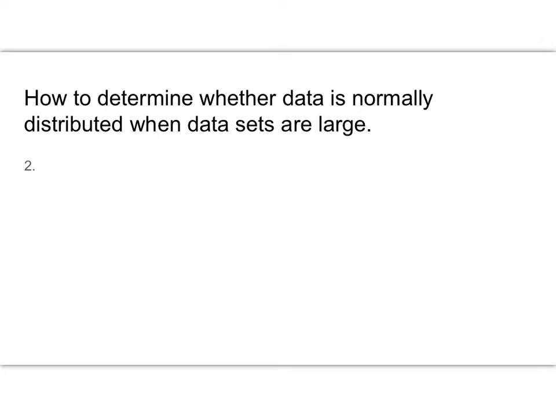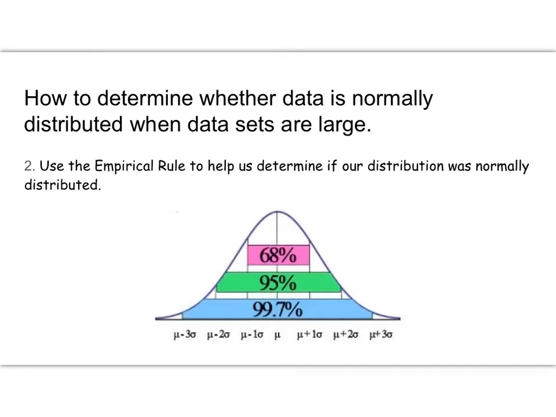You could also use the empirical rule. That's the 68, 95, 99.7 rule. And you could check to see how many values lie within those standard deviations. Remember that 68% of your values should be between one standard deviation below and one standard deviation above. 95% of your data values should be within 2 standard deviations, and 99.7% of your values should be within 3 standard deviations.